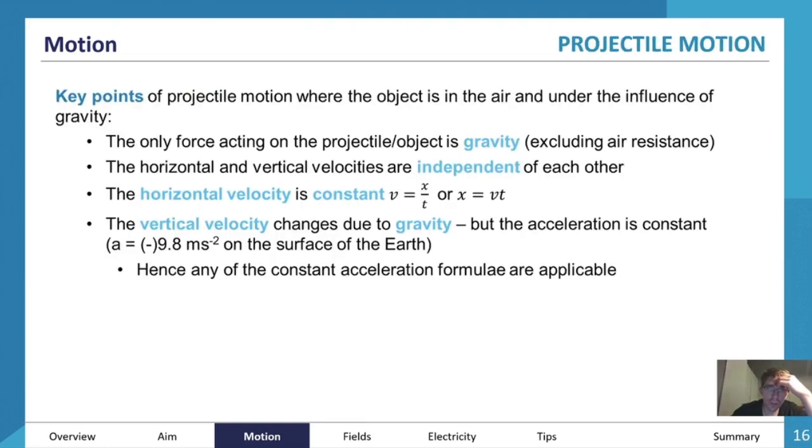So key points of projectile motion: the object is in the air and under the influence of gravity. The only force acting on the projectile is gravity, excluding air resistance. The horizontal and vertical velocities are independent of each other. The horizontal velocity is constant, and the vertical velocity changes due to gravity, but the acceleration is constant. Hence, any of the constant acceleration formulas are applicable.